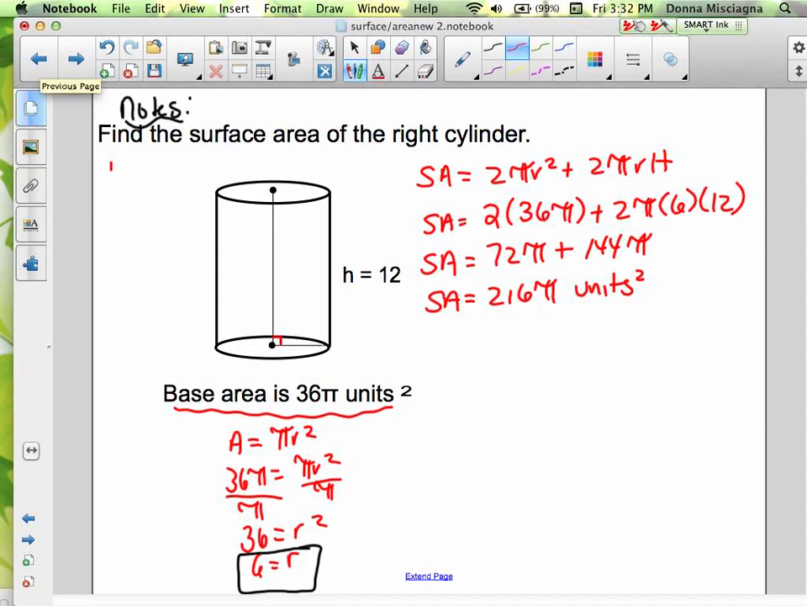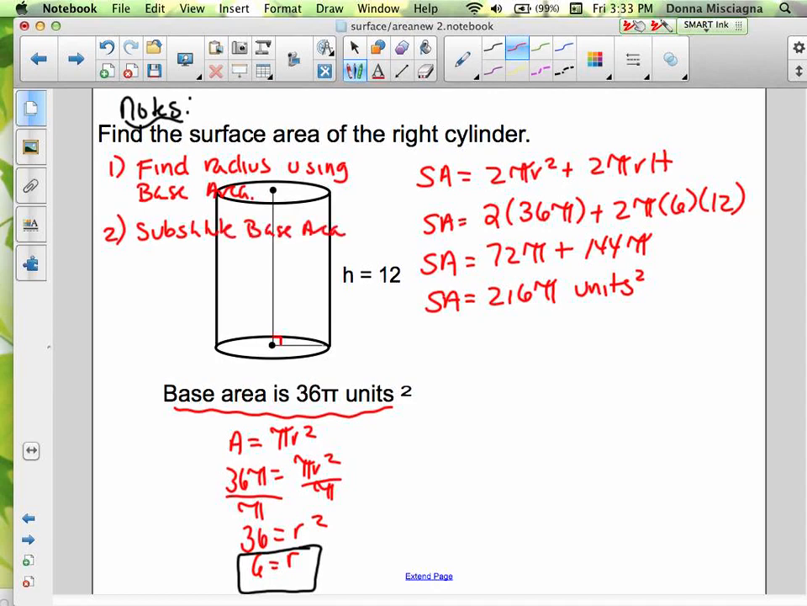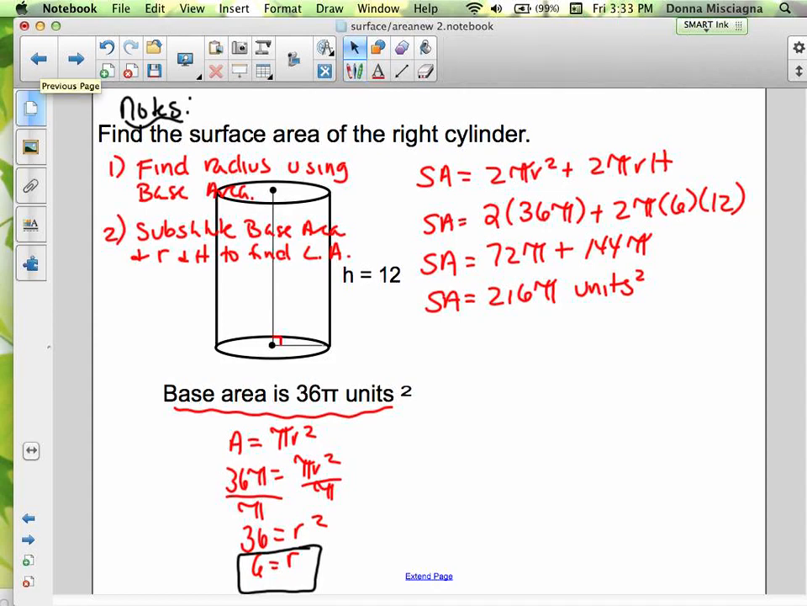So on this one we had to do 2 things. Number 1, we had to find the radius using the base area. And then we had to substitute in the base area and the radius and height to find the lateral area. I'll just put LA. You know what that means. So this one had actually a couple steps. Right? So this one is good.